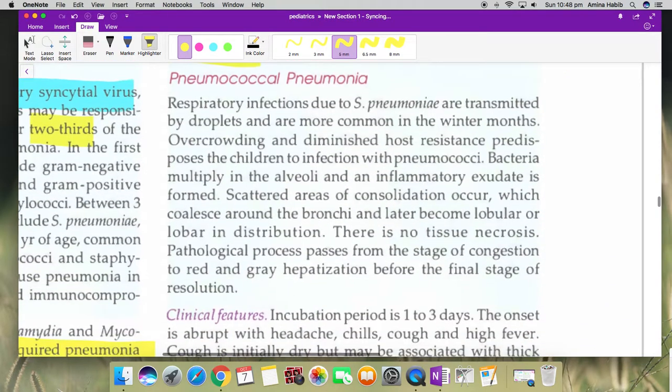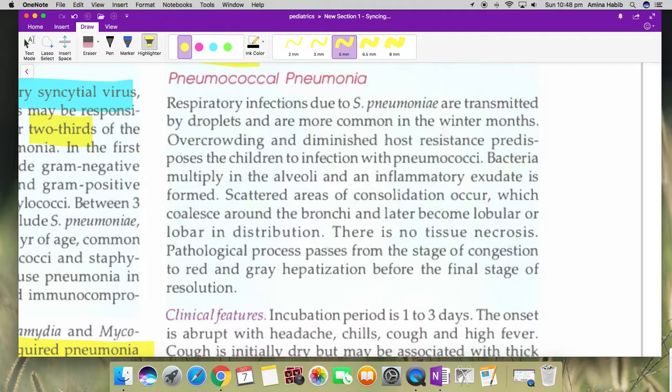Now we'll have a look at pneumococcal pneumonia. It is caused by Streptococcus pneumoniae, transmitted by droplet, and more common in the winter months. Features which will predispose are crowding and reduced host resistance. The bacteria multiply in the alveoli, resulting in inflammatory exudate. Scattered areas of consolidation occur that later coalesce around the bronchi and later become lobular or lobar in distribution. Incubation period is 1 to 3 days.